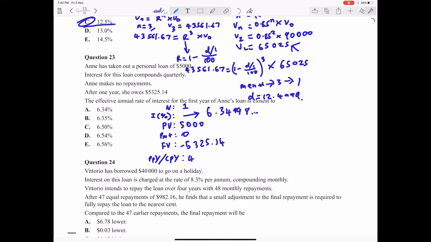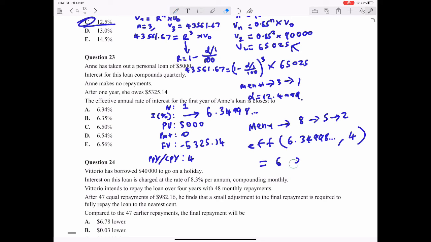Now to find the effective annual interest rate, if you've got a CAS calculator, you go menu 852. Once you've got that, you'll get something like this, and you just have to enter the annual interest rate over here. So you write 6.34998, comma 4, which is your compounding period. Hit enter, and you'll get 6.5028, which is 6.50 to 2 decimal places. So therefore C is the correct answer.